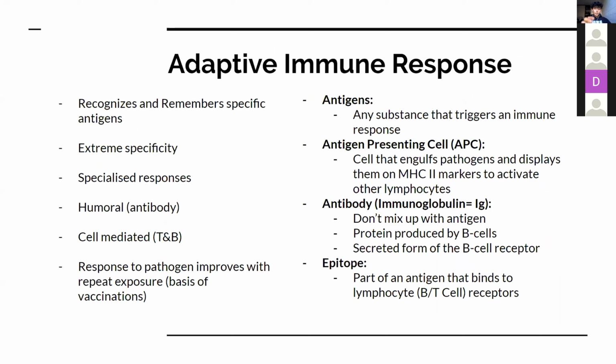There are just some words on the right there that you should probably know. An antigen is a substance that triggers an immune response, so that's on the pathogen. An antigen-presenting cell is the cell that engulfs the pathogens and displays them with their MHC2 markers to activate other lymphocytes. Antibodies, not to be mixed up with antigens, are your IgGs, and they're produced by B cells. So they're effectively a B cell receptor. And the epitope is the part of an antigen that binds to a lymphocyte. All right, cool.